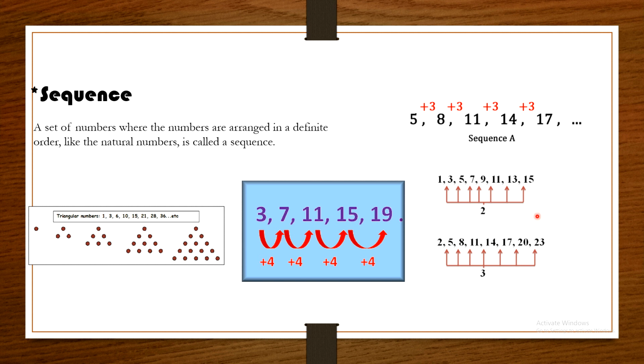Also here you can observe these two examples. Here by just adding 2 we get the next term. Here by adding 3 we get the next term. That means these are examples of a sequence.